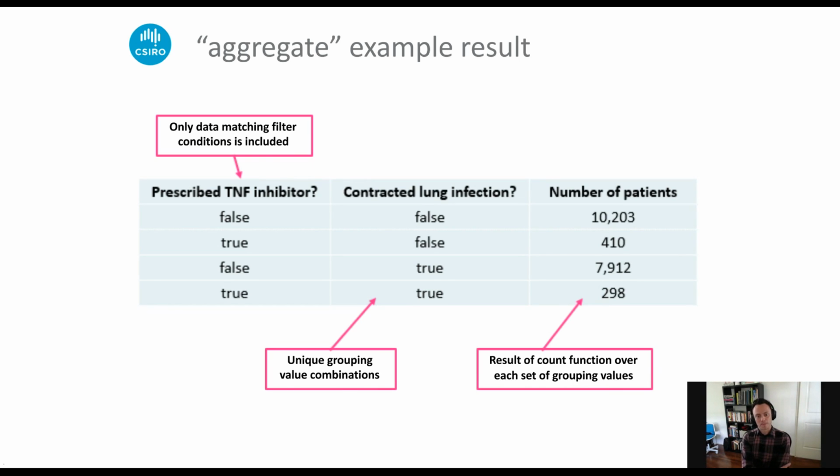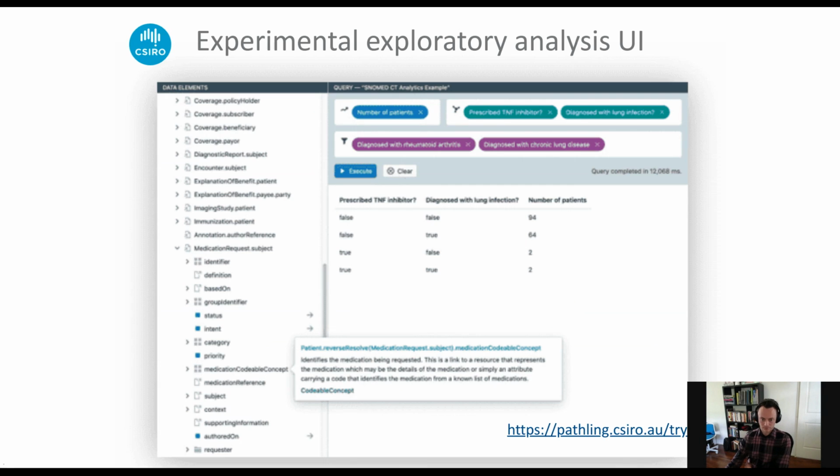Here we have each of the unique grouping values that were encountered in the data. Only the data that is matching our filter conditions is included, and the result of the aggregation function is shown in the rightmost column.